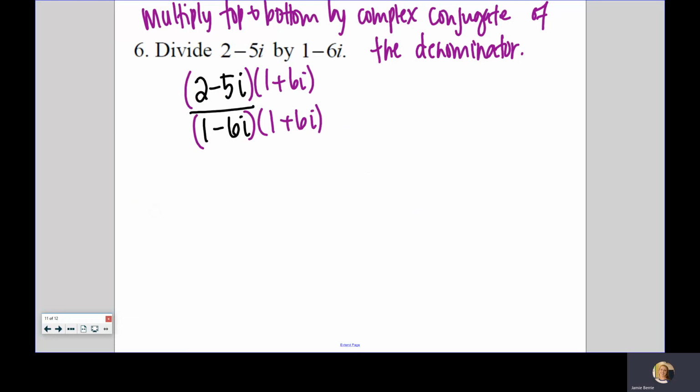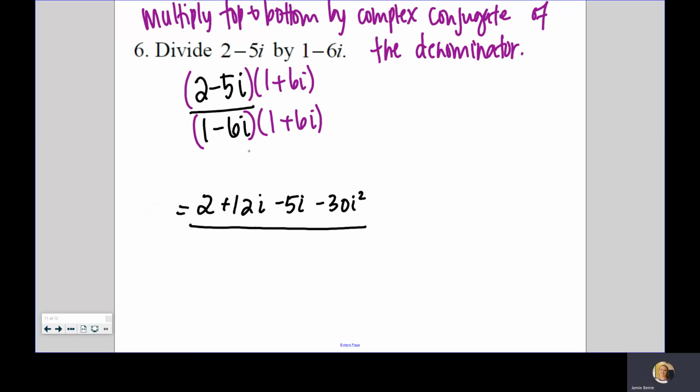Okay, so now we just need to FOIL those out. We'll go ahead and FOIL out the top first. 2 times 1 is 2. 2 times 6i would be positive 12i. Negative 5i times 1 would be minus 5i. Negative 5i times 6i would be negative 30i squared. Divided by, we'll come back and simplify this in just a minute.